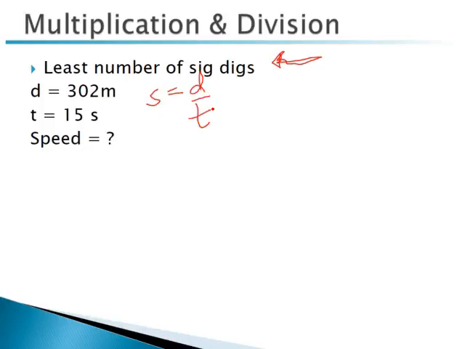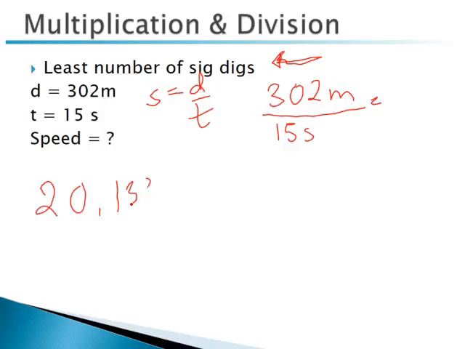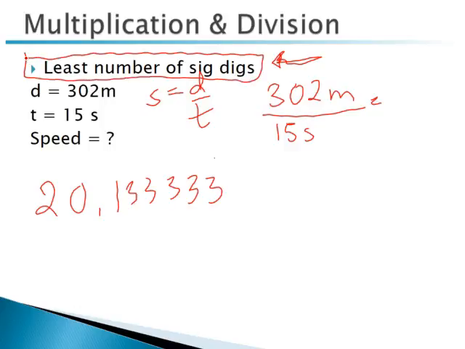Now, we have to fill this in. We have to do our math. So 302 meters divided by 15 seconds. Now, when we do this math, we are going to get the answer 20.13333 repeated. Now, remember, least number of significant digits because it's math, multiplication or division.